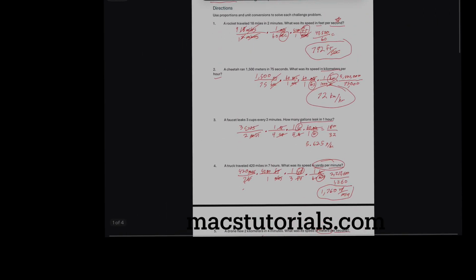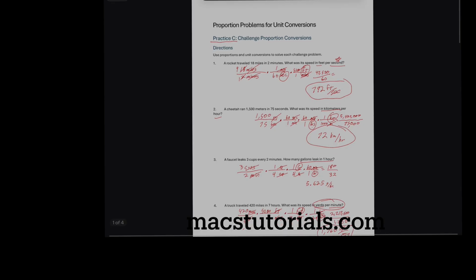So now we've done 24 problems. Hopefully you feel comfortable on those. If not, go back, go slowly, try to catch them. But this is a really good thing for you to know.